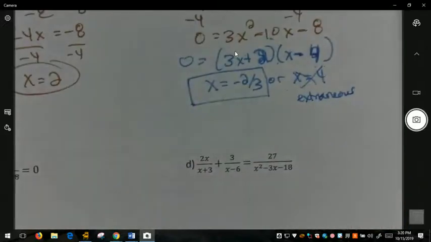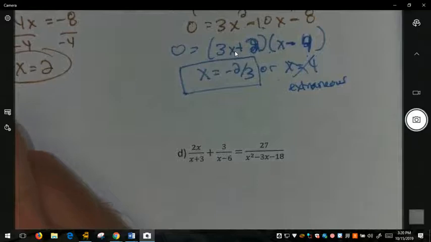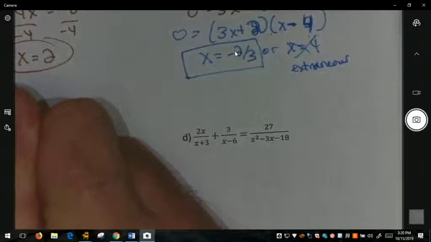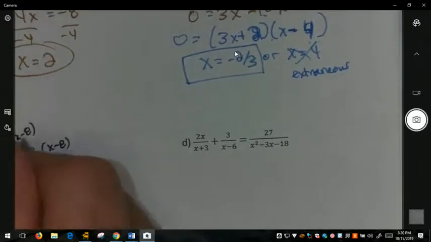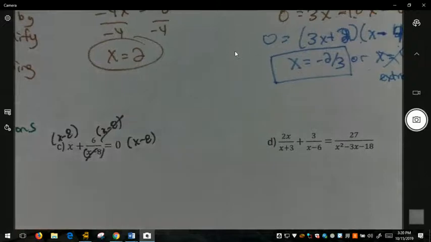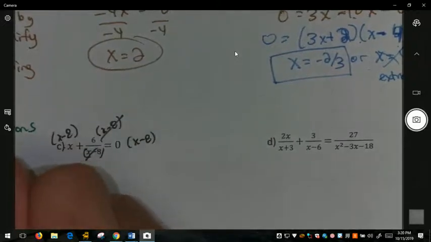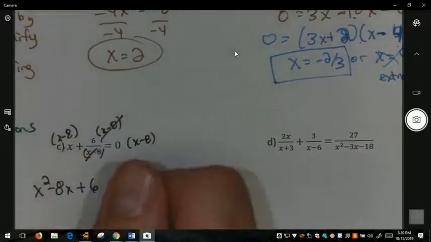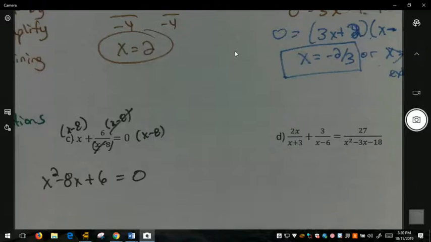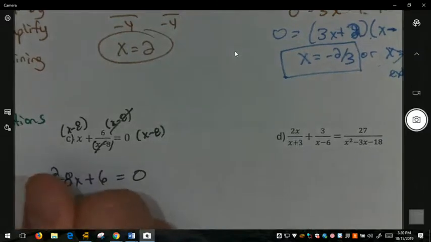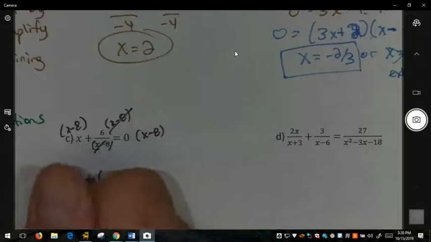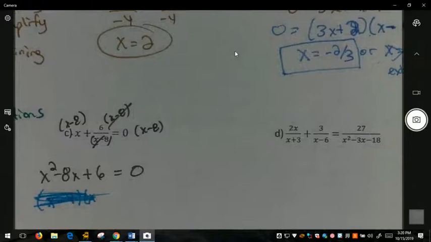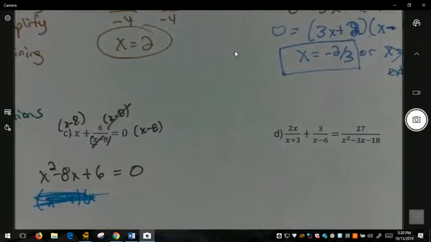Looking at letter C, the least common denominator is x minus 8, so I'm going to multiply every single term by x minus 8, except I actually don't multiply it through on the second term because I have the same factor in the denominator canceling it out. This first term gives me x squared minus 8x plus 6. 0 times x minus 8 is 0. I'm going to factor this quadratic, x minus 4 by, has to multiply to 6. There are no factors of 6 that will add to negative 8, so we are going to have to solve by quadratic formula.